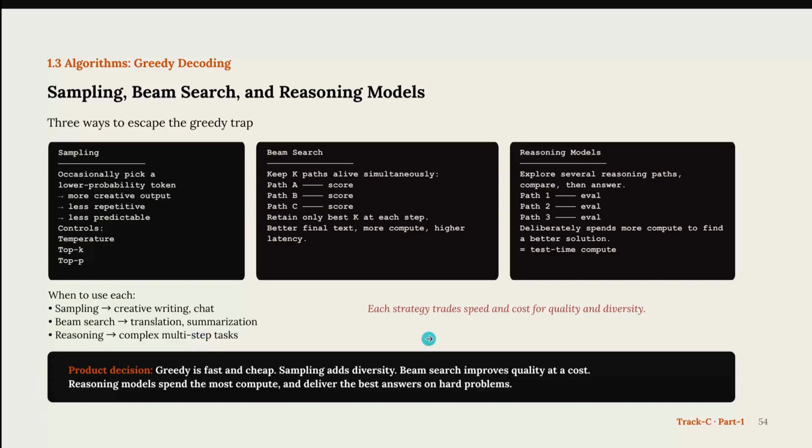Each strategy trades speed and cost for quality and diversity, because there is more compute in these two, less compute in this one, and the quality will also be lower here, diversity will be high, and so on. So speed and cost are always being traded for quality and diversity. Greedy is fast and cheap. Sampling adds diversity, beam search improves quality at a cost, and reasoning model is giving you test time compute.